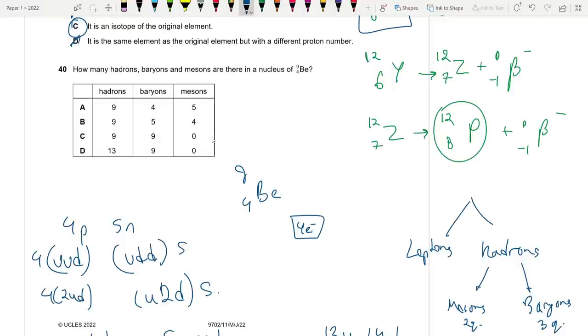So here we have 0 mesons, actually. We have none. But neutrons and protons are actually baryons. They are part of the hadron family. So if you think about it, we have 9 nucleons, or 9 protons and neutrons combined. All 9 of them are hadrons, and we can also say that all 9 of them are in fact baryons. That's why the answer is C.